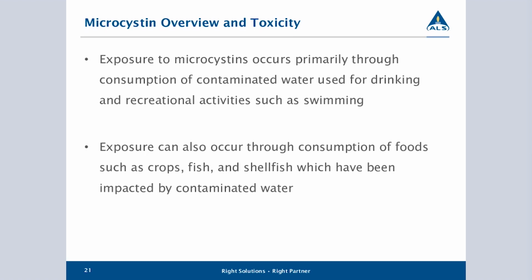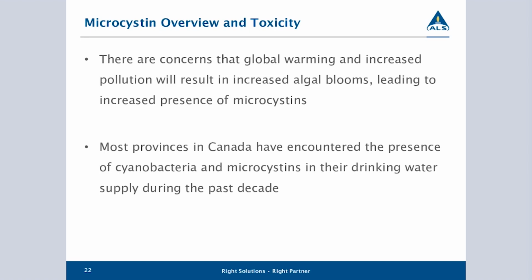Exposure to microcystins primarily occurs through consumption of contaminated water used for drinking or recreational activities such as swimming. Exposure can also occur through consumption of foods such as crops, fish, and shellfish that have been impacted by contaminated water. So, crops that have been irrigated with water that's contaminated with microcystin, or fish or shellfish that have been living in a microcystin contaminated environment.